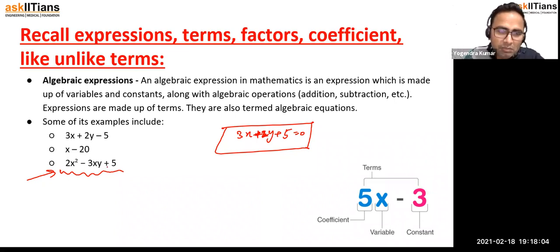What is the constant term here? 5. In the first expression, what is the constant term? 5? No, I hope you are able to answer it correctly now. Constant term is minus 5, which is free from xy, and we need to say it with the sign. So the constant term is minus 5, right? This is what you need to remember. Two terms are there, right? I hope you're getting it.